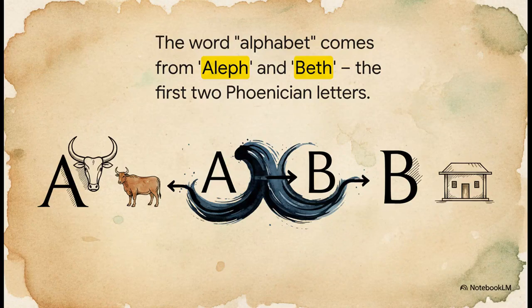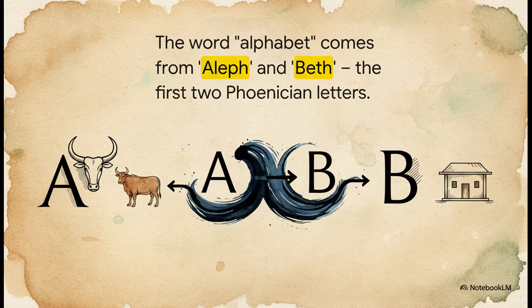And here it is, the big reveal, the answer to our question. The word alphabet is a direct echo from the past. It's basically a mashup of Aleph and Beth, the names of the very first two letters of the ancient Phoenician alphabet. So yeah, every time you say that word, you're speaking a little piece of Semitic history.